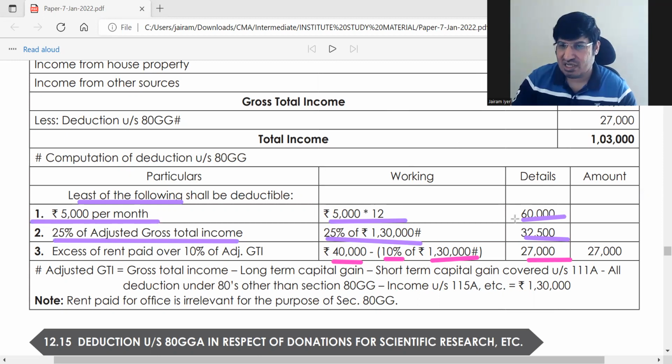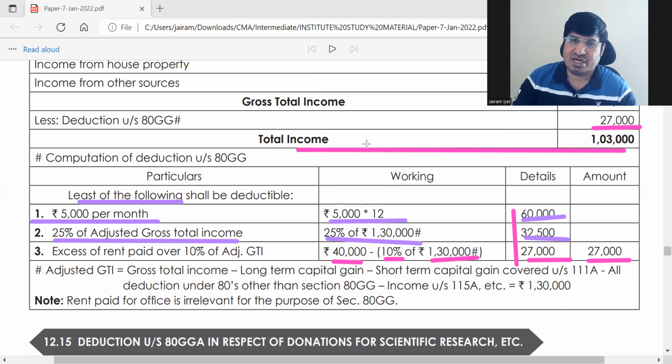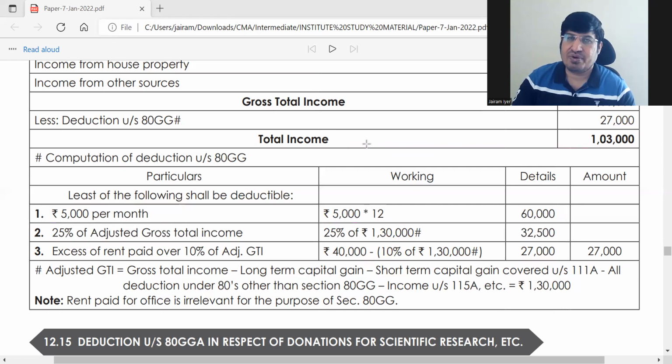The least of the three is 27,000. This is the deductible amount. That's how we got 27,000 here. And then his total income will be 1,03,000. Got it? This is how you have to compute this section 80GG.